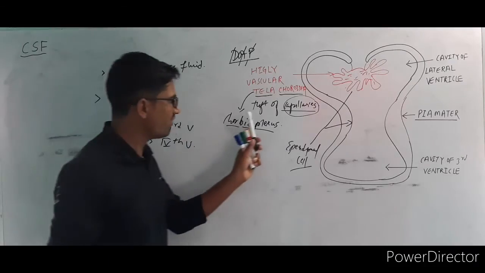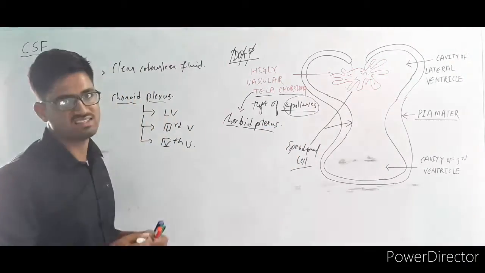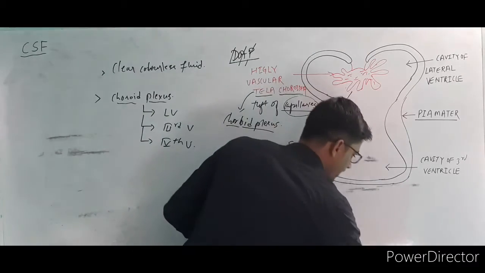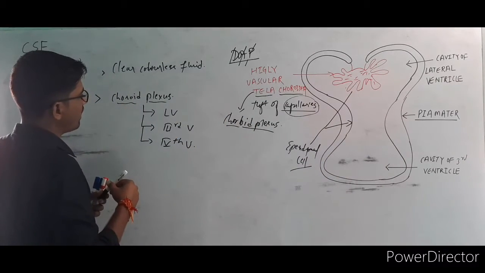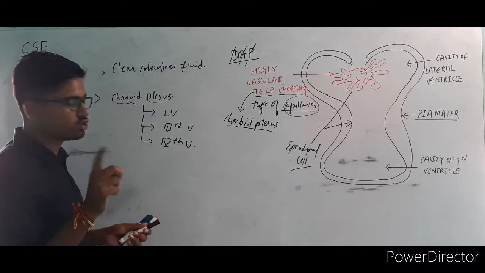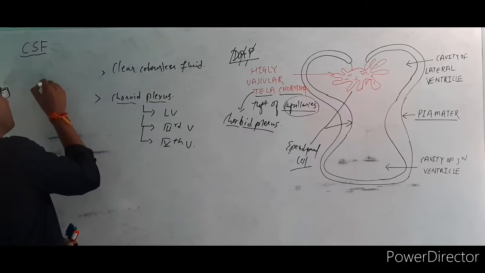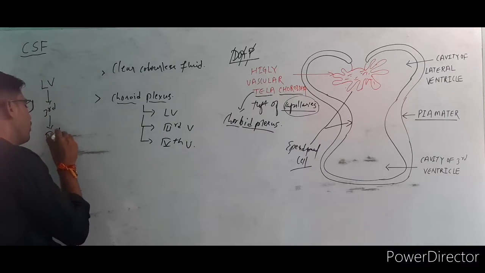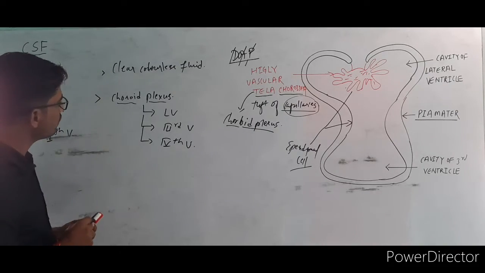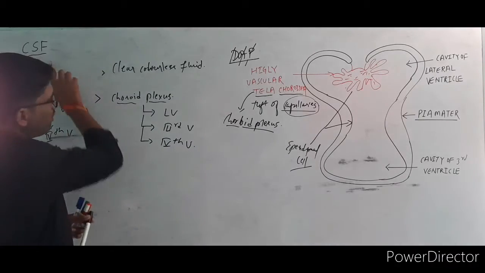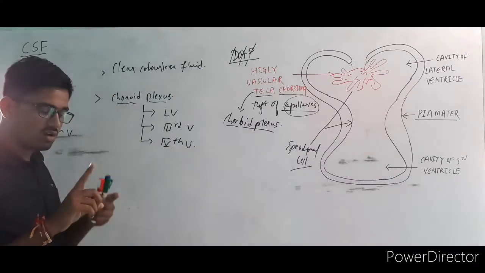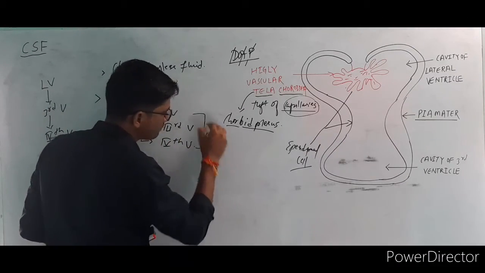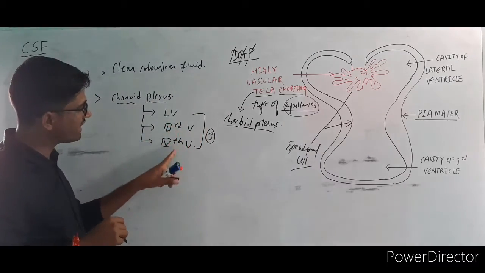Now, if it is a tuft of capillaries, then from which artery does it arise? This is a very, very important thing. So, in the lateral ventricles, here, and one thing, circulation, okay, I will tell you circulation shortly. From the lateral ventricles, it comes into the third ventricle, and after that it will come into the fourth ventricle, right? CSF formation occurs in all these three: lateral ventricle, third ventricle and the fourth ventricle.